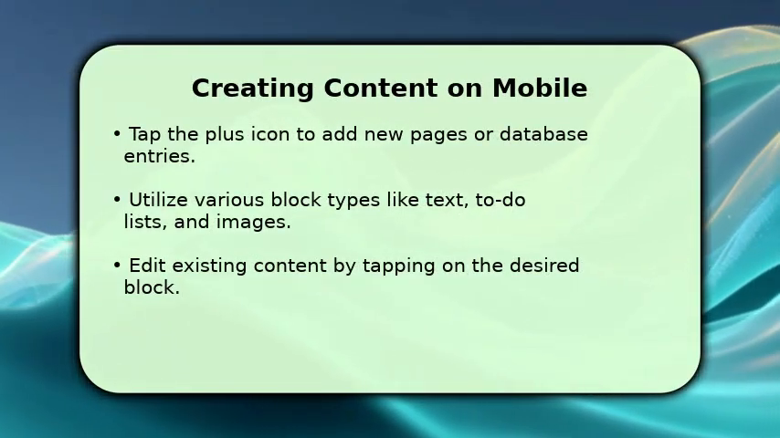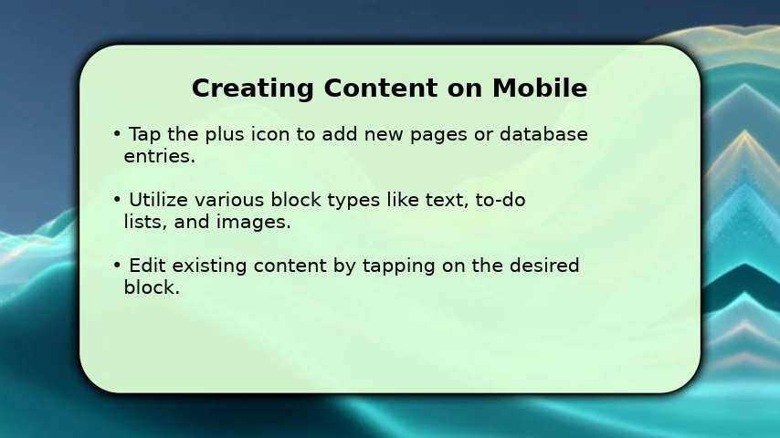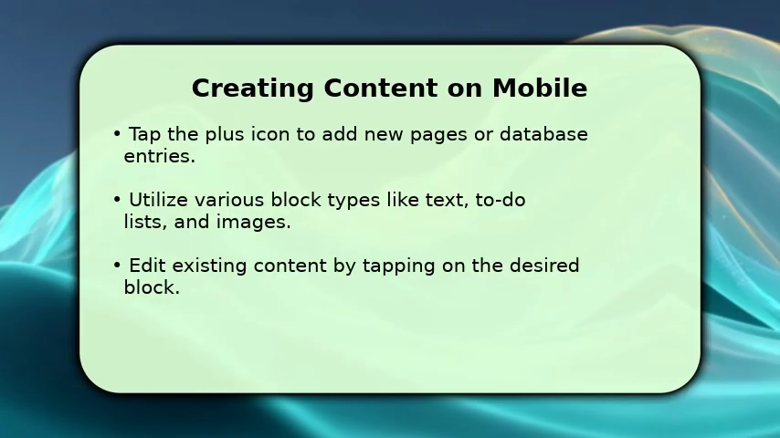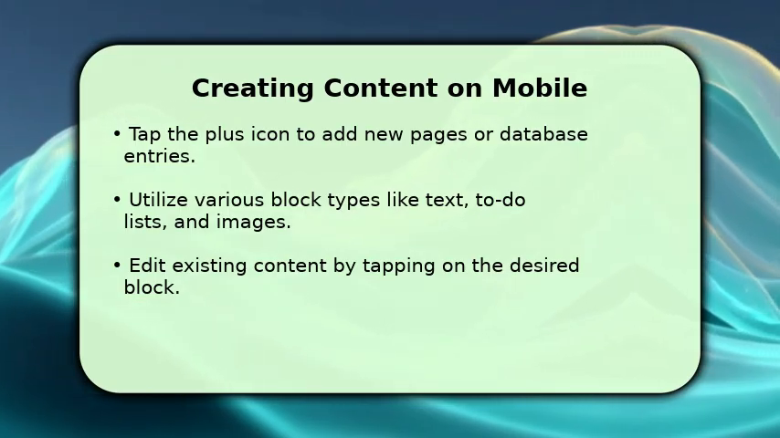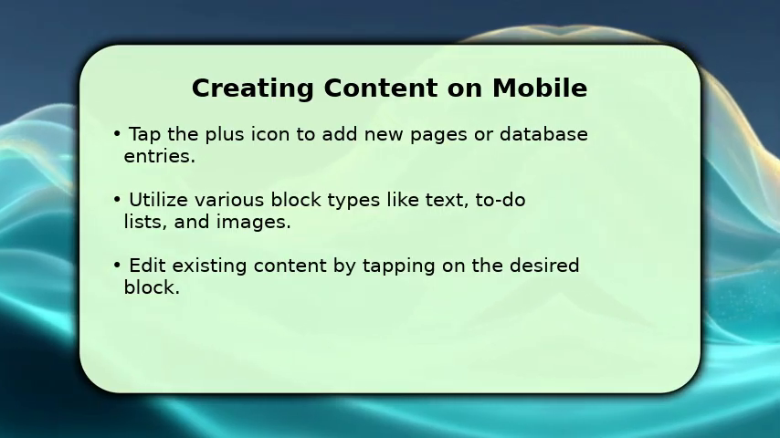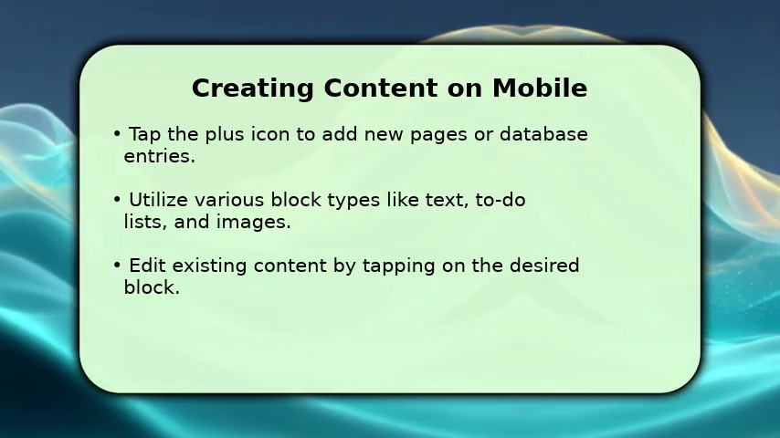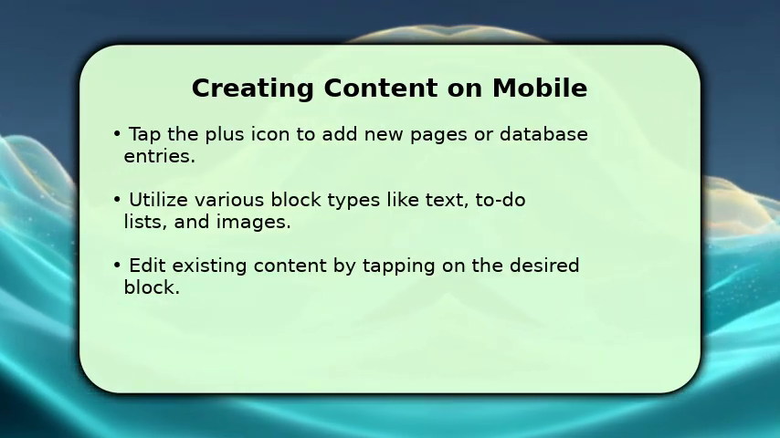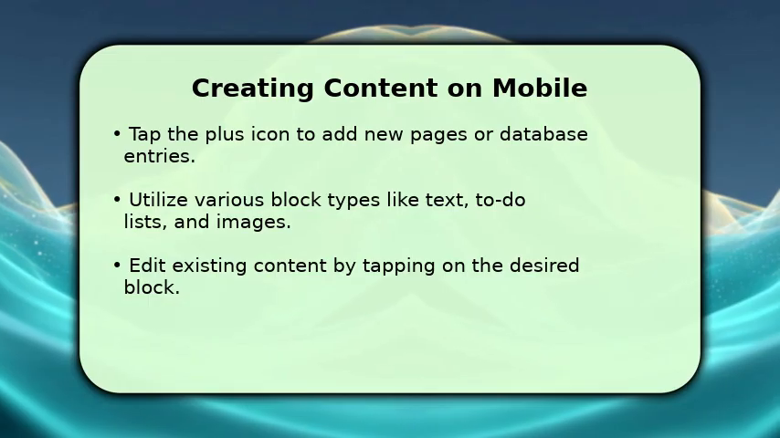Creating and editing content on Notion Mobile is straightforward. To add new content, simply tap the plus icon, usually found at the bottom or top of your screen, to create a new page or add an entry to a database. Notion offers a wide array of block types, from simple text and headings to to-do lists and embedded images. To modify existing content, just tap on the block you wish to edit and start typing.